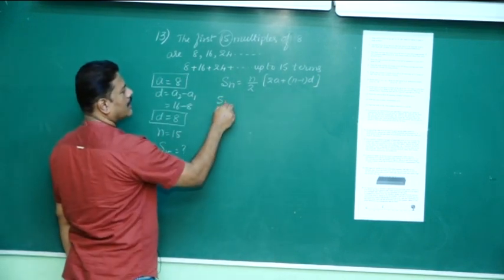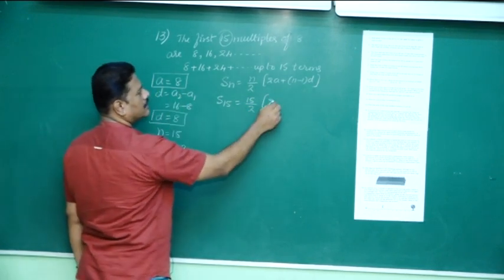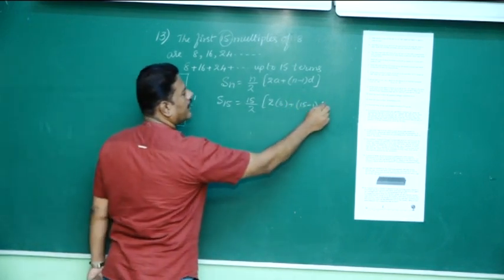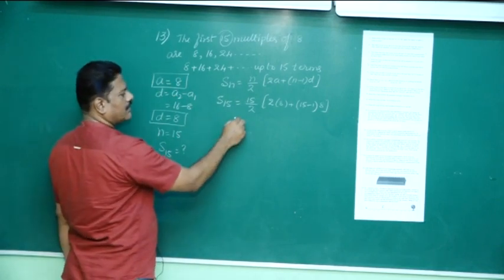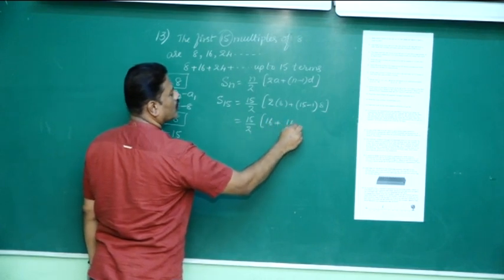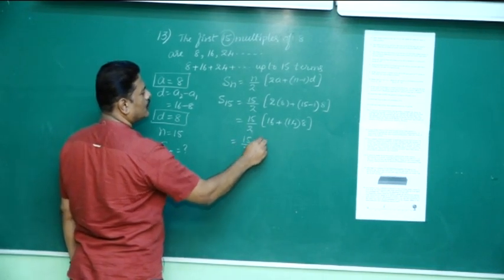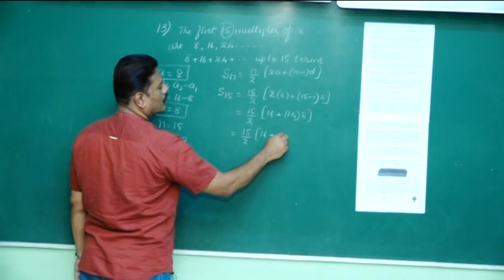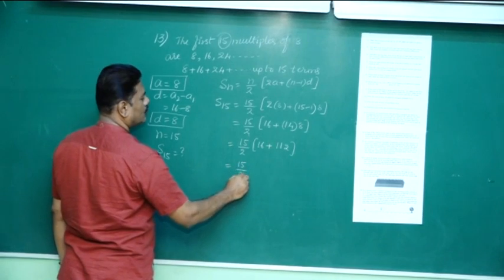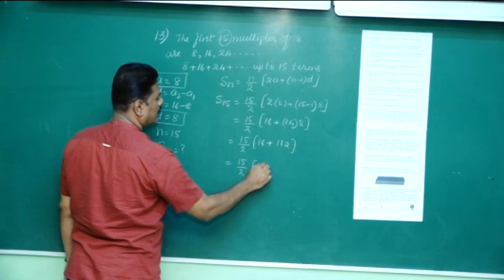Now you replace n by 15. So 15 by 2. 2 into a is 8. You write 8. n is 15. d is 8. So write 8 here. So 15 is not exactly divisible by 2. So you write as it is. 2 8s are 16. 15 minus 1 is 14. 14 into 8. Now remove the smaller bracket now. 15 by 2. 16 plus 112. Now when you add, you will get 15 by 2 into 128.